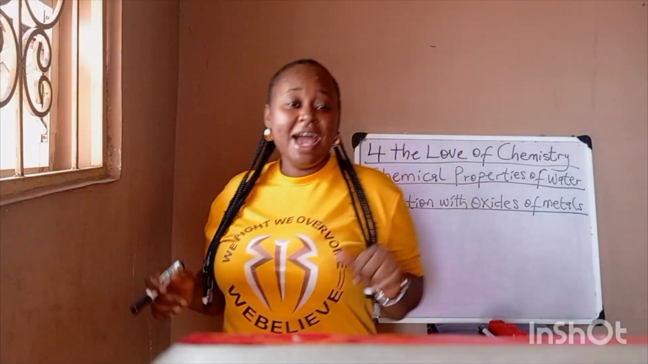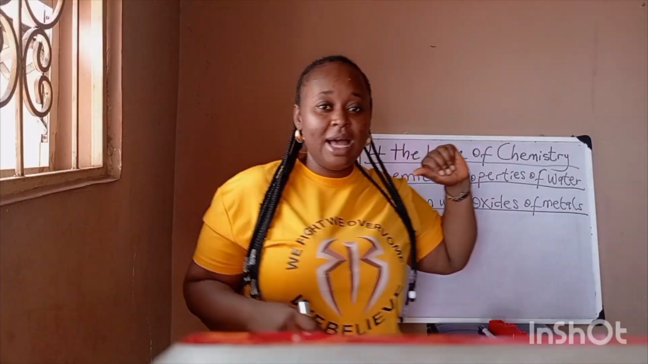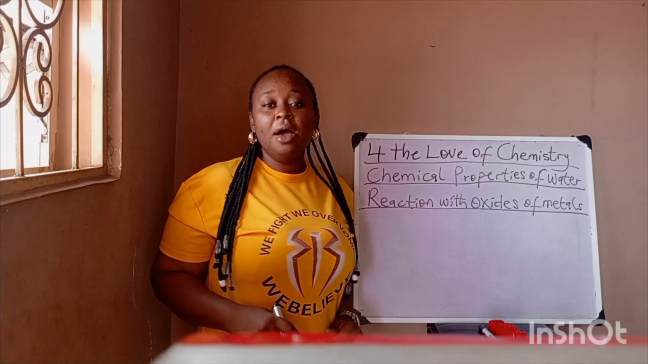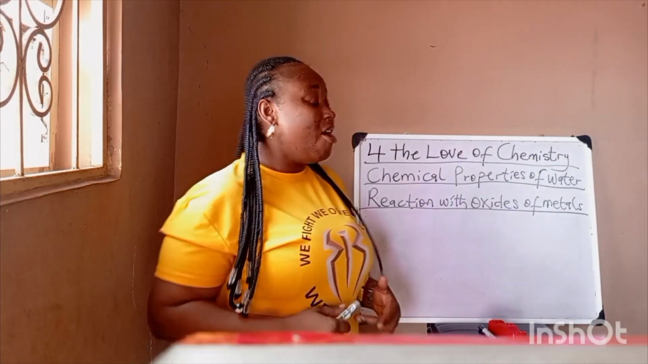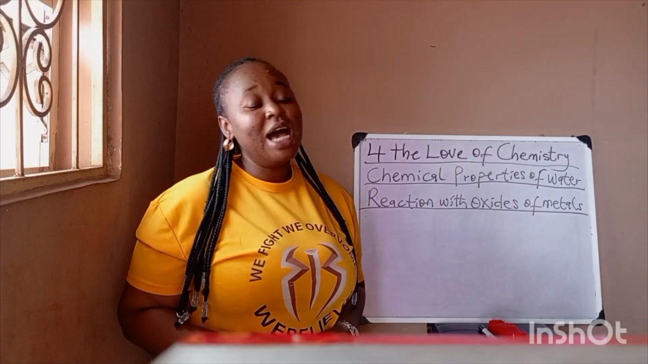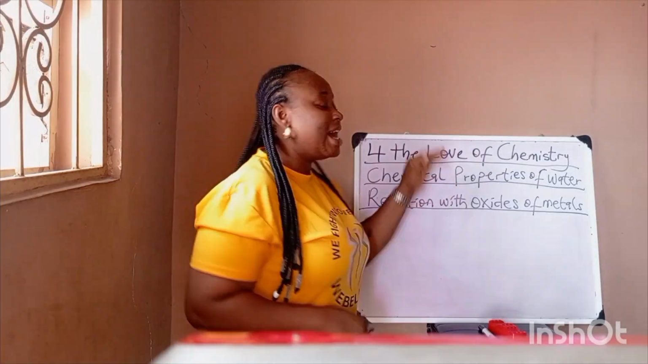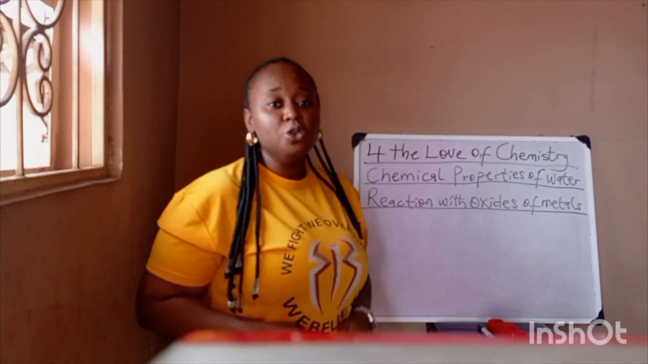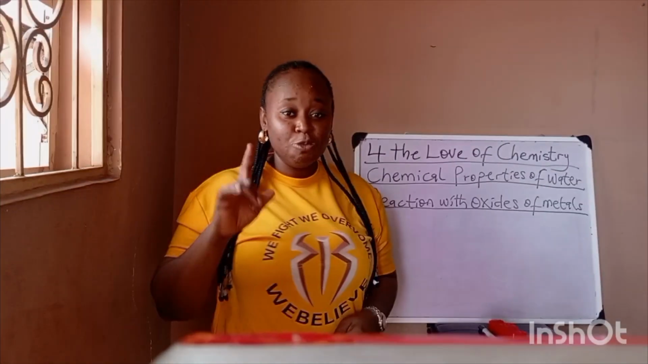So today I am continuing with the chemical properties of water, and here we have reaction with oxides of metals. Okay. So the oxides of metals, they have a name which I wouldn't tell you. I would like you to tell me the name. So the oxides of metals, they react with water to produce their corresponding alkalis. They react with water to produce what?